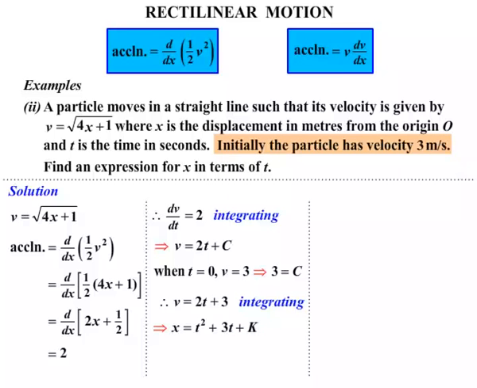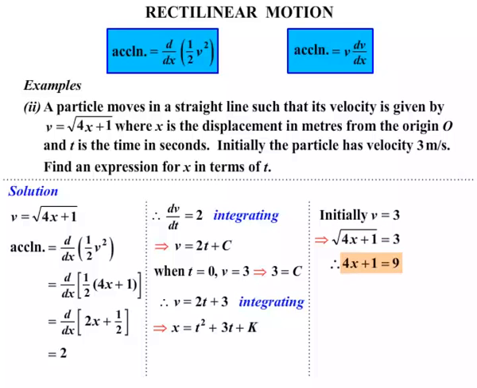Now what else have we got? We're told initially the particle has velocity 3 meters a second. So initially v equals 3. But where are we going to put that? We're going to put that way back in the original velocity equation. If v equals 3, we get that the square root of 4x plus 1 equals 3. To get rid of the square root, let's square both sides. We get that 4x plus 1 is equal to 9. Solving that, subtract the 1, we get 4x equals 8, and therefore x equals 2. That x equals 2 was the initial condition, in other words, when t is 0.